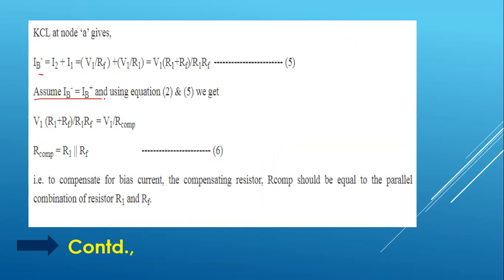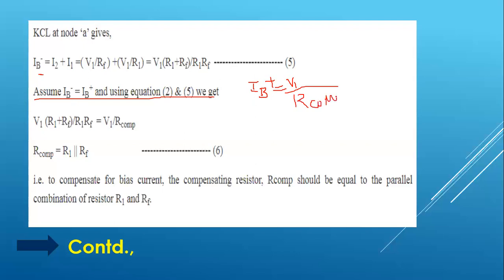Here we have to remember this point. If we assume IB minus and IB plus are equal, that is, if both the bias currents that are entering towards the operational amplifier input terminals are assumed to be equal, then we can equate the second and fifth equations. That is, IB plus equal to V1 by R compensation.